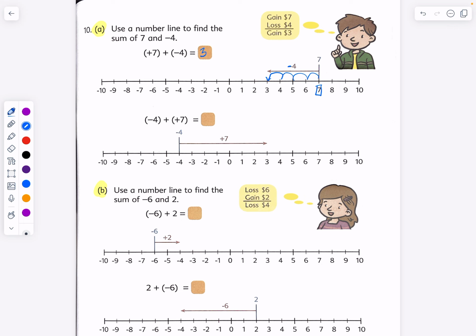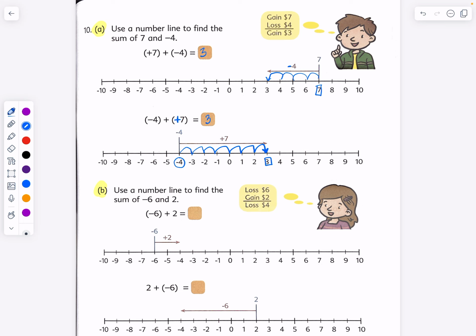Now, negative 4 plus 7. We start at negative 4. Where do we walk 7 steps? We walk to the right because it is positive. Positive means to the right, negative means to the left. 1, 2, 3, 4, 5, 6, 7. We stop at positive 3.